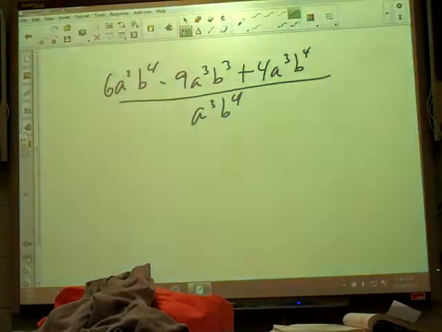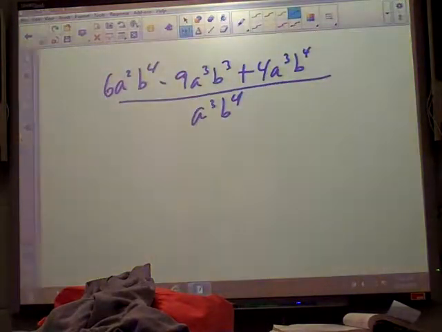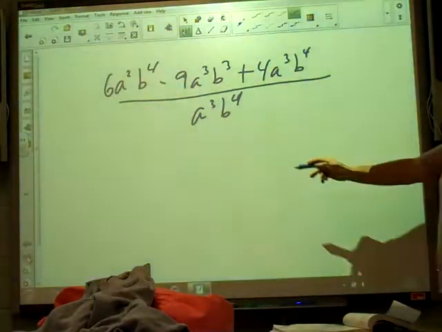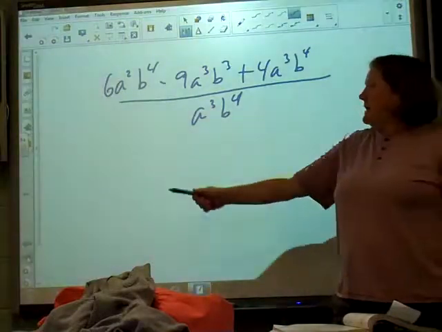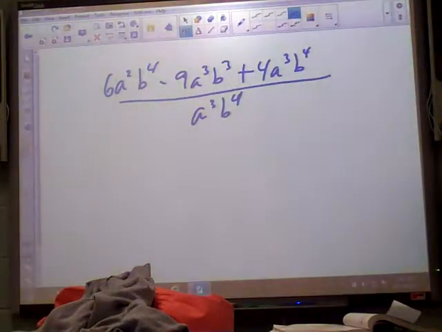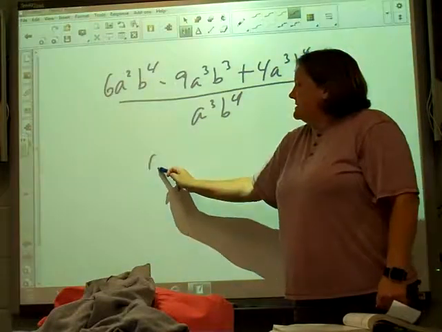Alright, the good thing about all this, because it is a big jumbled up mess looking up there, is the coefficient, meaning the number that we're divided by on the bottom, is 1. Yes, there's some variables down there, but this is 1a cubed b to the 4th, which means these coefficients won't change, right? Because we're dividing those by 1. Variables are a different story, but coefficients are going to stay. So 6 divided by 1 is going to be 6.